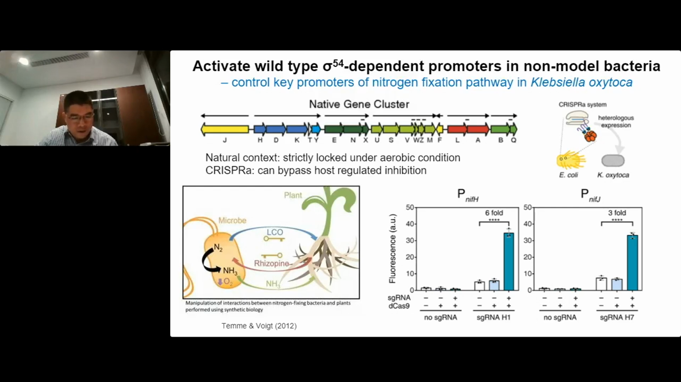In the natural context, this pathway is strictly locked under aerobic conditions. However, our CRISPR tool can bypass this host-regulated inhibition to activate the native NifH and NifJ promoters for nitrogenase expression in this pathway, as shown by the RT-PCR data in the bottom right panel here. This CRISPR tool should act as a very powerful tool for nitrogen fixation research and biotech applications in the future.